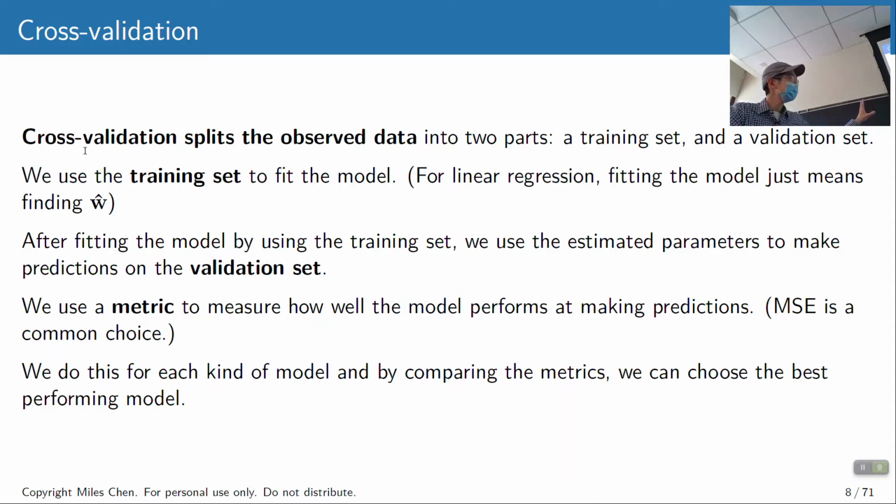And we're going to use some kind of metric, some way to measure how well this model works at making predictions. Mean squared error is a common choice, but we can use different ones, and they have different emphases, I guess. We're going to do this for each kind of model that we have, compare the metrics, and choose the best performing model.